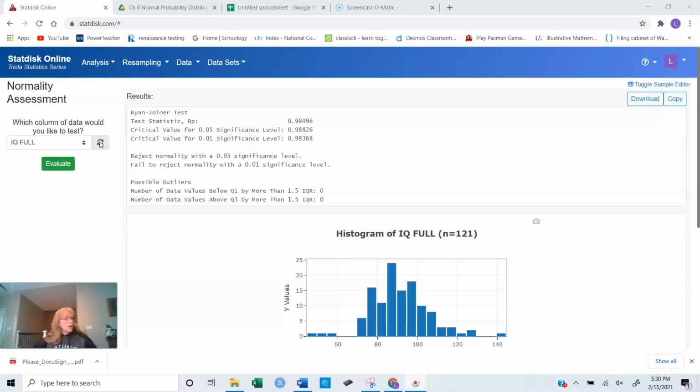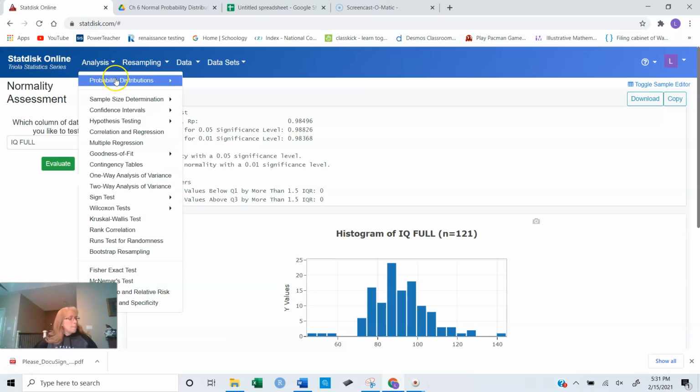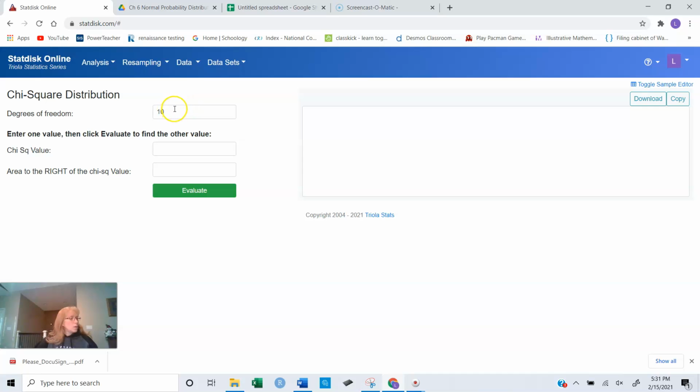Now, use StatDisk to find the critical values. So now we're going to go to Analysis, Probability Distribution, your chi-squared, and degrees of freedom. We're going to have 21 this time. And area to the left, or right, 0.025, evaluate, and you should have gotten 35.479. Now the other area is 0.975, evaluate, and we get the 10.28. All right, I hope you've done well with that.